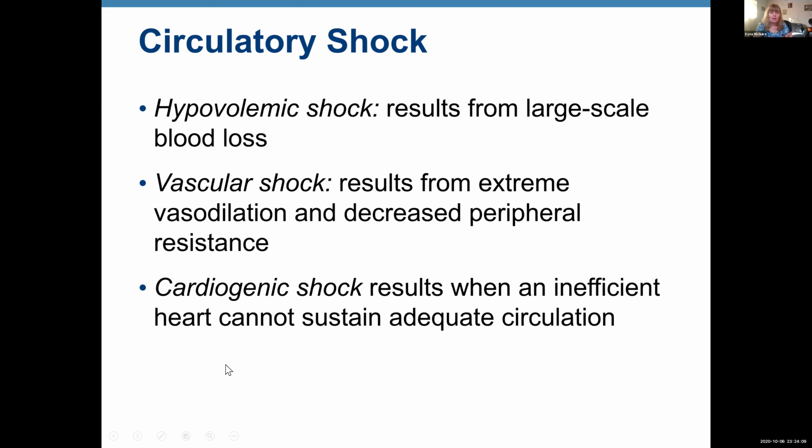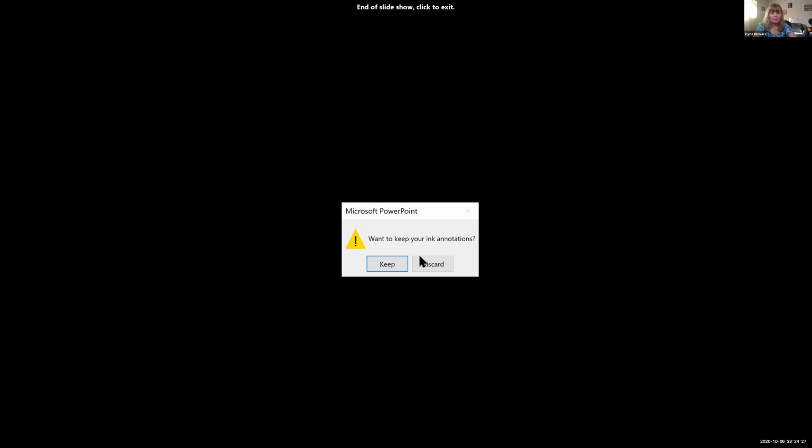That's vascular shock. Cardiogenic shock is when the heart is just inefficient and cannot sustain adequate circulation. The heart is so weak that it cannot push enough blood to the tissues. And that's it. I'm sorry for the dark stuff.